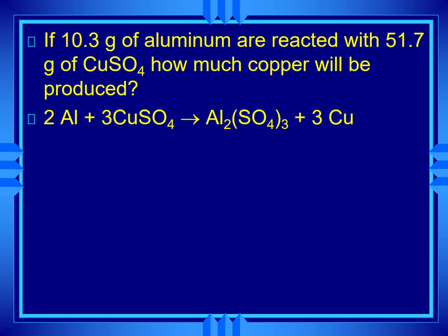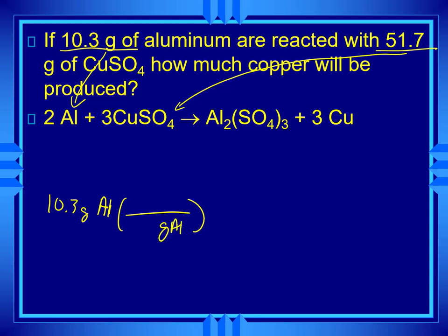So if I put some aluminum into copper sulfate solution, I get a single replacement, making aluminum sulfate and copper. If 10.3 grams of aluminum and 51.7 grams of copper 2 sulfate are reacted, so they told me about both reactants, that tells me I have to do a limiting reagent problem. So I start off with the 10.3 grams of aluminum.